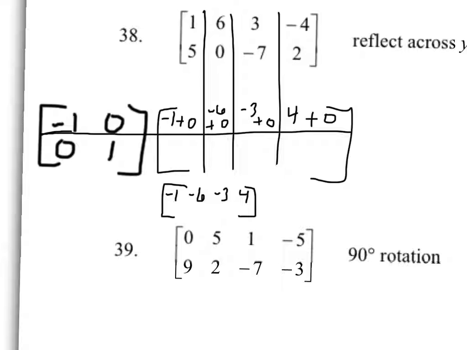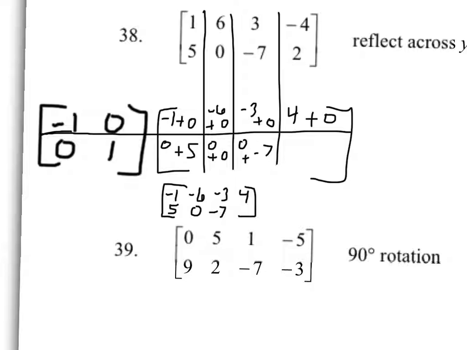All right, down to the second row now. We're going to be doing 0 and 1 times all of these. 0 times 1 is 0. 1 times 5 is 5. Add those together, you get 5. 0 times 6 is 0. 1 times 0 is 0. So 0 plus 0 is 0. 0 times 3 is 0. 1 times negative 7 is negative 7. So add those and you get negative 7.